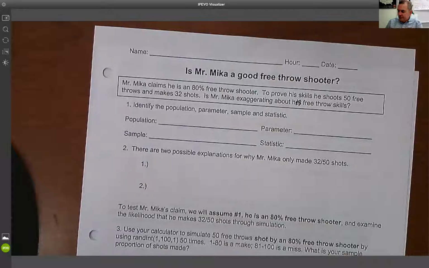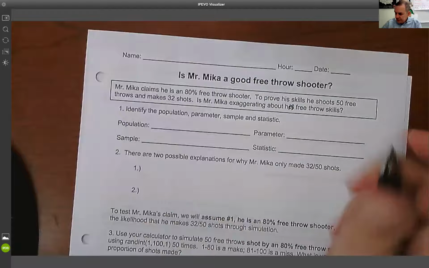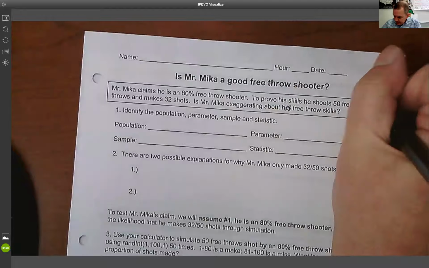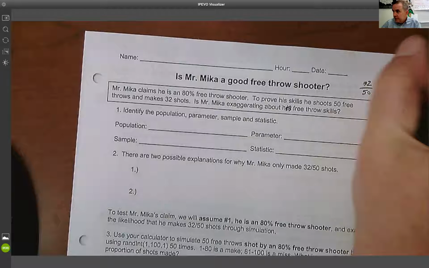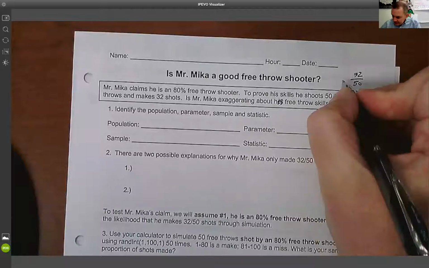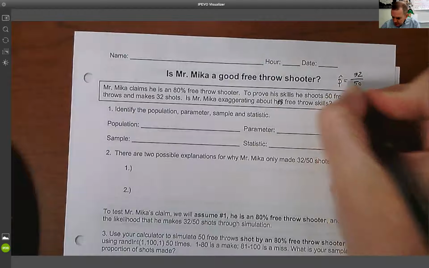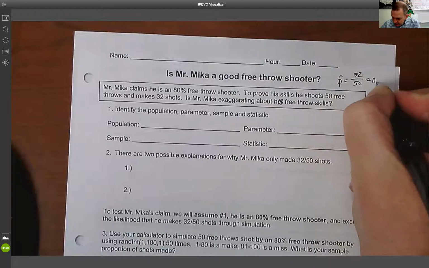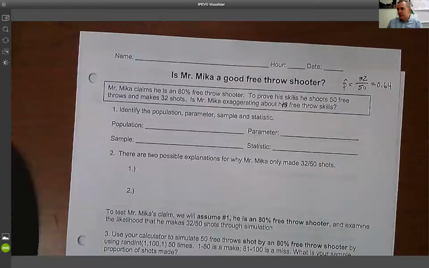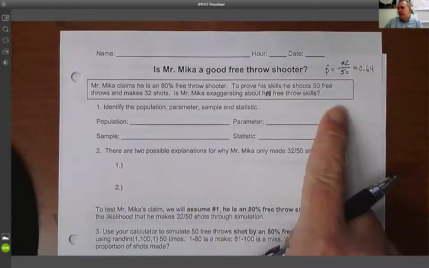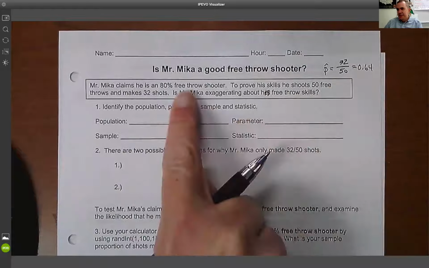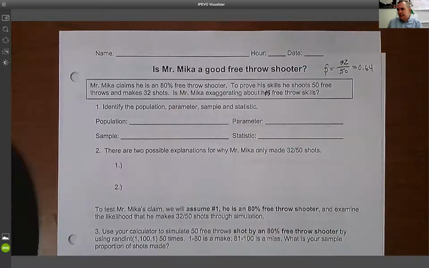So in this case, Mr. Michael shot 50. He made 32. That's a statistic. So that's a P hat. So P hat equals 32 out of 50. Mr. Michael made 64%. So in this case, is 64% evidence enough to question his free throw shooting percentage?